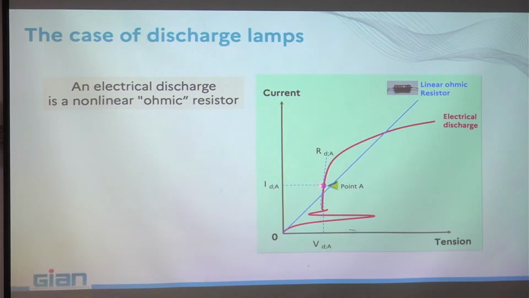And when you are at that moment, at point A, you have a behavior like a resistor, and the resistance value is the slope of the curve. Look, it's I versus V. That means if you invert, this slope is negative. The electrical discharge is not only a nonlinear resistor, but it's also a negative resistance.